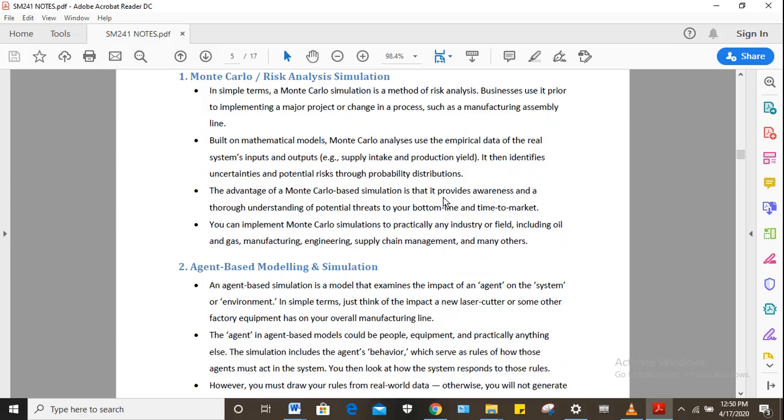Then there's also agent-based modeling and simulation, which examines the impact of an agent on the system or environment. In simple terms, you can think of the impact a new laser cutter or some other factory equipment has on your overall manufacturing line. So that's another type of simulation.